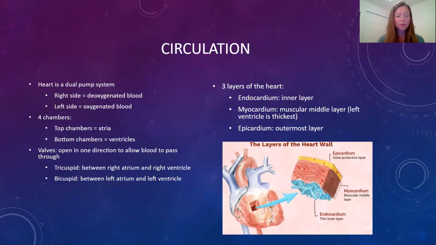Something else to know about the heart is it consists of 3 layers. You've got the endocardium, myocardium, and epicardium. The endocardium is the inside layer. This is lined with endothelial cells, which is similar to the lining of our blood vessels, which we've talked about before. The myocardium is the middle layer of our heart. It's the thickest, and it's a muscular layer, and that's what's responsible for the contraction and relaxation of the heart.